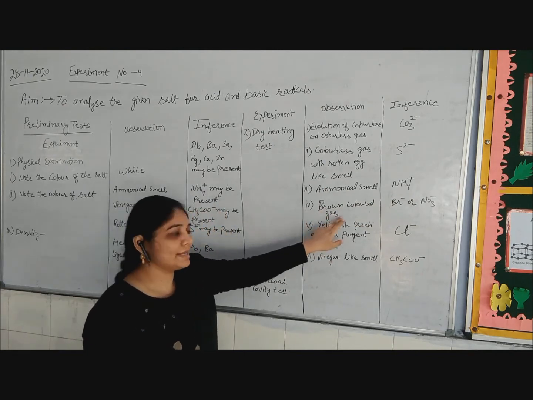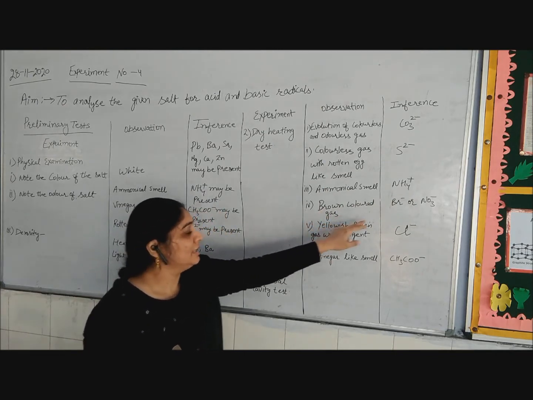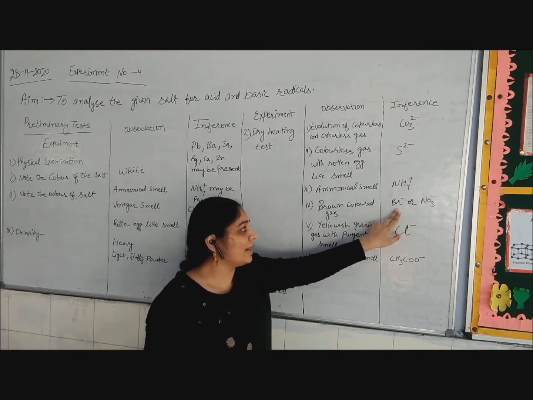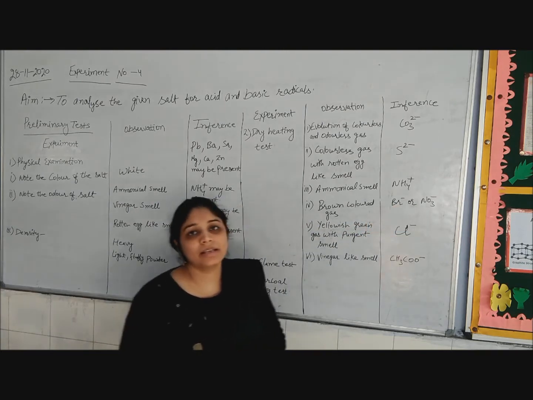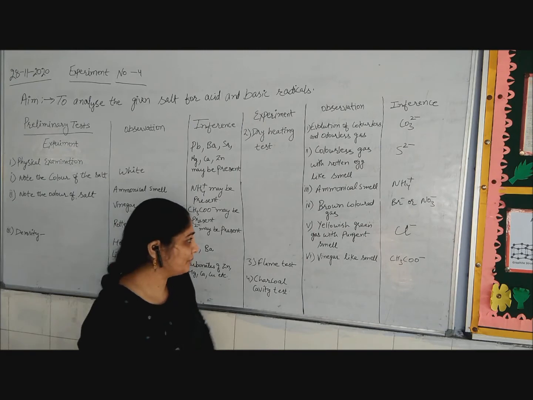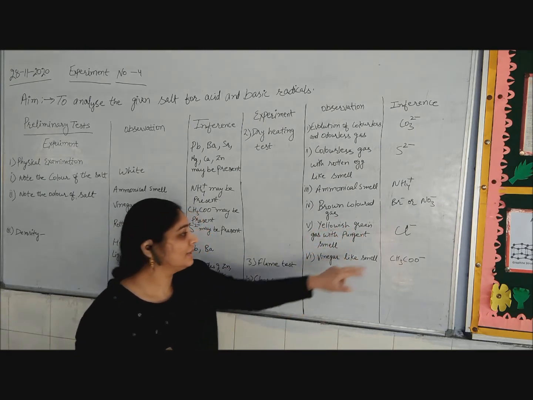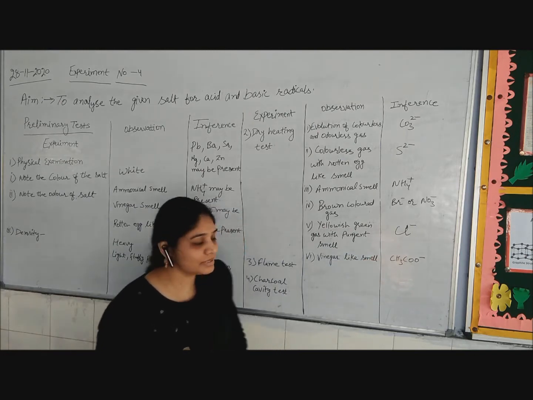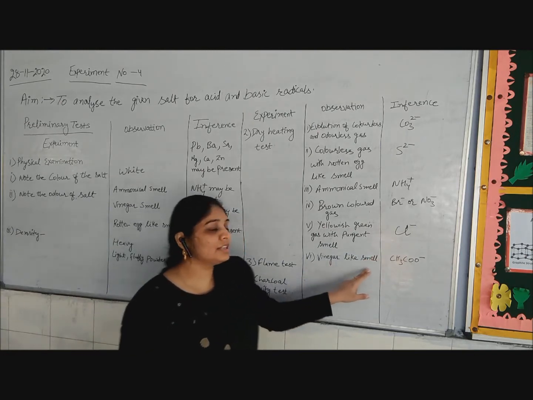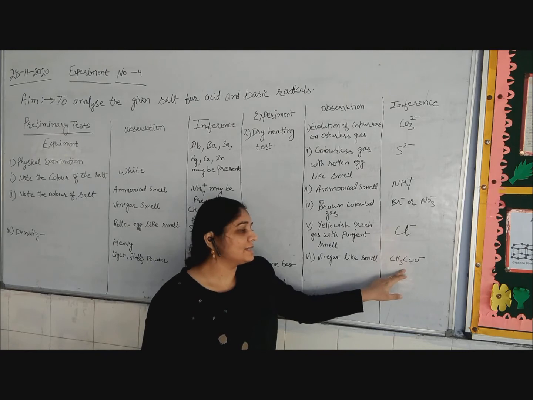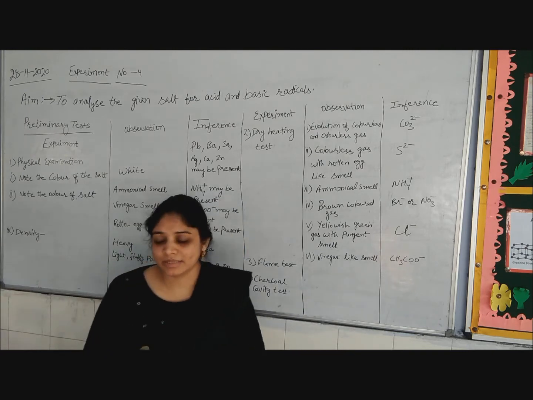If brown colored gas is observed, then bromide ions or nitrate ions may be present in that salt. Then a yellowish green gas with pungent smell, it means chloride ions may be present. If a vinegar-like smell is present in the salt, then acetate ions may be present.